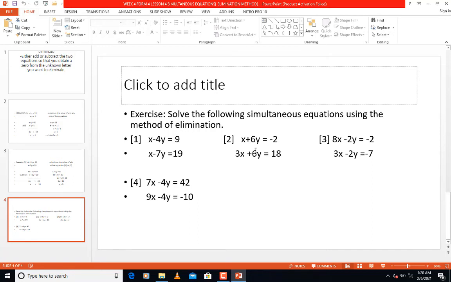Here, if you decide to eliminate y, it means you want to get a 0 where there is y. So what are you going to do here? Are you going to subtract or add? Here definitely you subtract. The same applies to number 3 and number 4. So what I want you to do is answer these questions and follow the steps. Once you follow the steps, I know you get the concept.